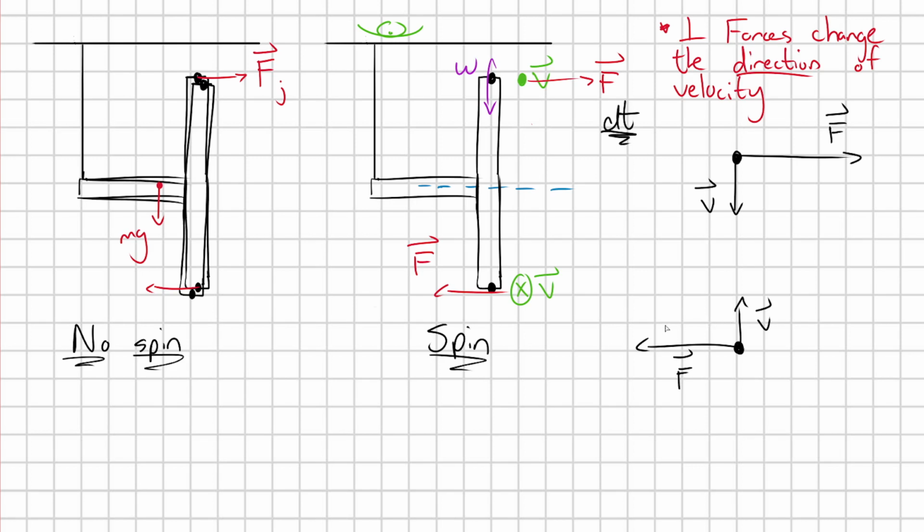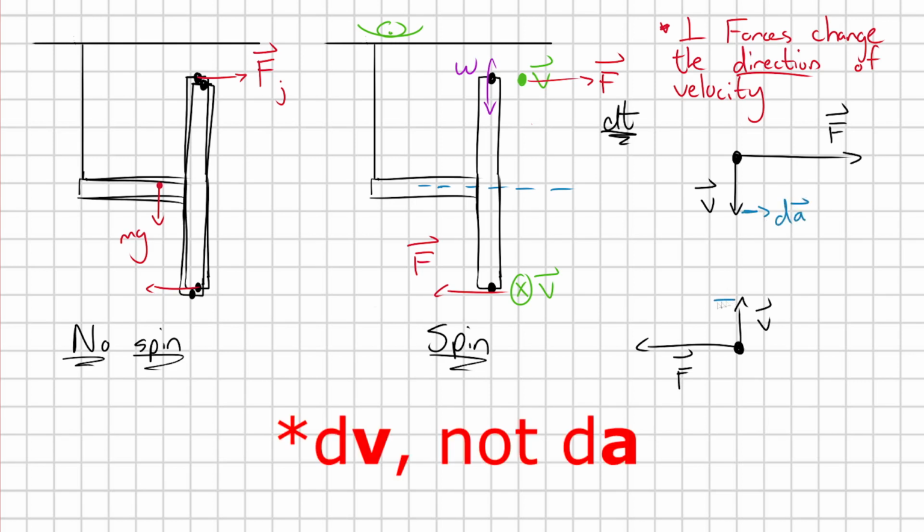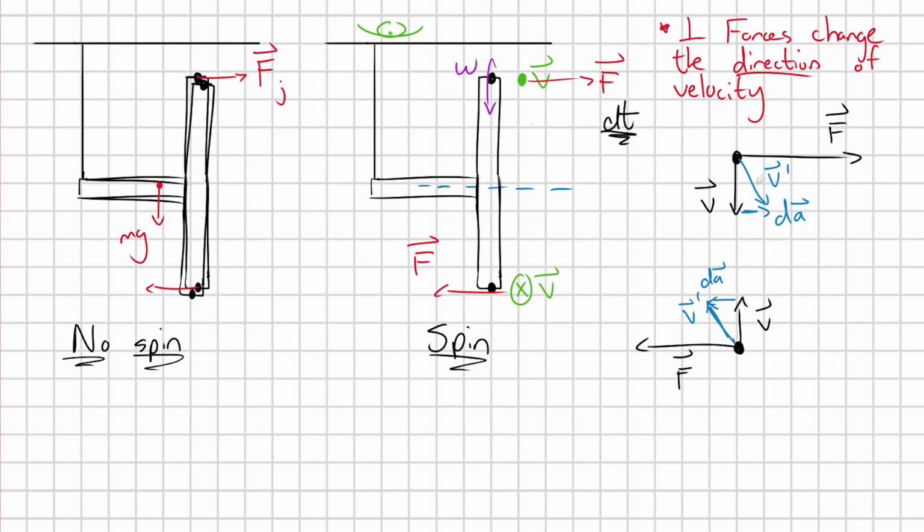Then I want us to imagine what's happening to these velocities in an infinitesimal time dt here. What's really happening in an infinitesimal time dt is these forces are delivering very, very tiny little baby accelerations dA to each of these particles. So that's what these forces are actually doing to these particles: they're changing the direction, not the magnitude, of the velocities.